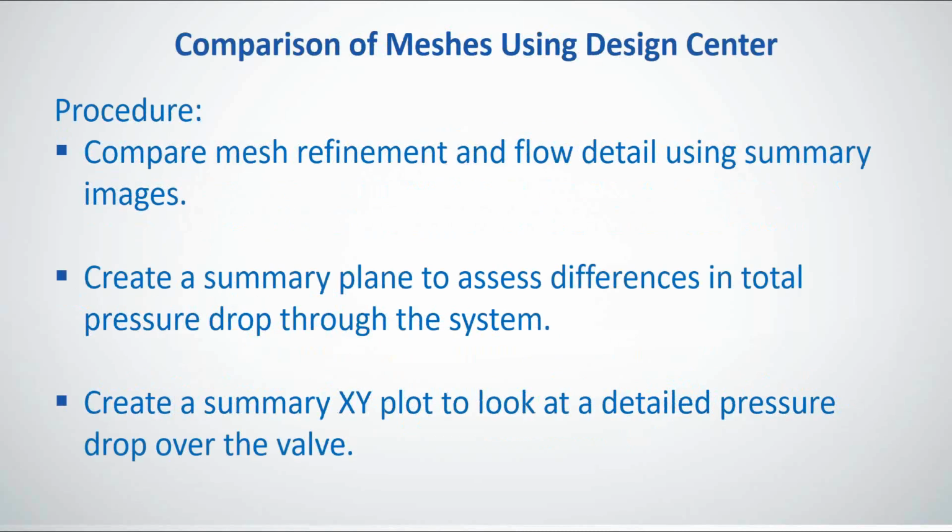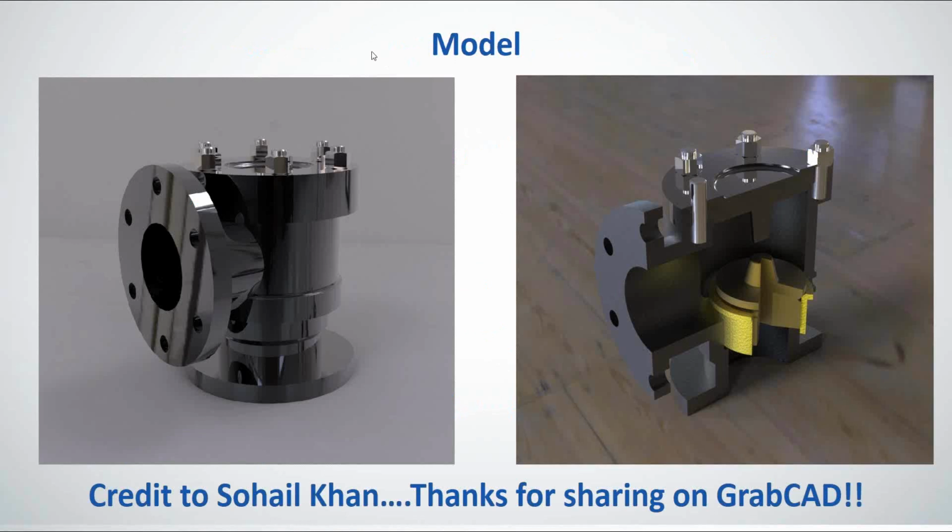Just running through what we're going to do before we go into CFD: we're going to compare the mesh refinement and the flow details using summary images. Then we're going to use planes to look at the pressure drop over the whole system, the total pressure drop. And we're also going to use a summary XY plot to look at a detailed pressure drop over the valve. And here is the model we're going to look at.